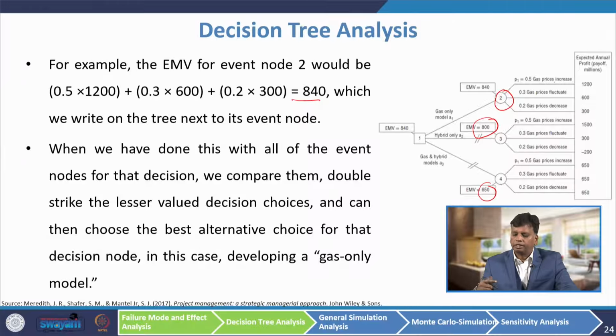So, when we compare these three, 840 is there, 800 is there, 650 is there. Whichever is smaller we strike it off, so that we are not going to that path. That means that is not a good choice, and we choose the best alternative for that decision rule, in this case developing the gas only model. So, here the highest EMV, expected monetary value, is for the first option, that is the gas only model. So, this is our best alternative.